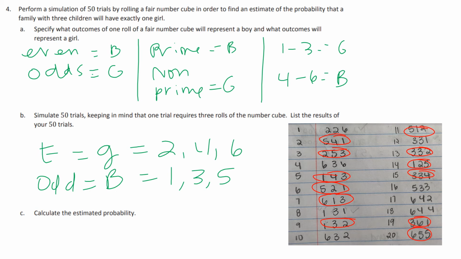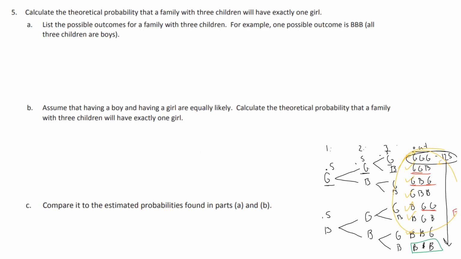So if we count these up, 1, 2, 3, 4, 5, 6, 7, 8, 9, 10, 11, 12. I had 12 successes over 20 total trials. So if I do 12 divided by 20, I get 0.6 or 60%. So in the trials that I did, I found it was a 60% chance of having just 1 girl. Now it says calculate the theoretical probability that a family with 3 children will have exactly 1 girl. So I'm going to write up here my experimental probability was 0.6. So let's see what the theoretical probability is and see how it compares to what we found with our trial.